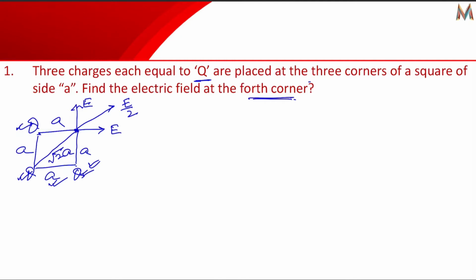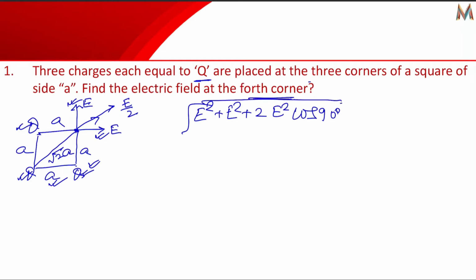Now, the resultant of these two electric fields at this point will be along this direction, and how much will it be? By using the formula, resultant equals the square root of E square plus E square plus 2 E square cos 90 degree. This will be the resultant at this point, E resultant, let us say E dash.